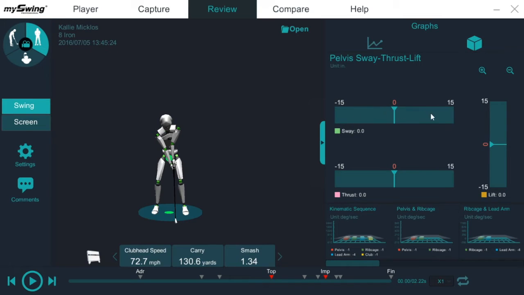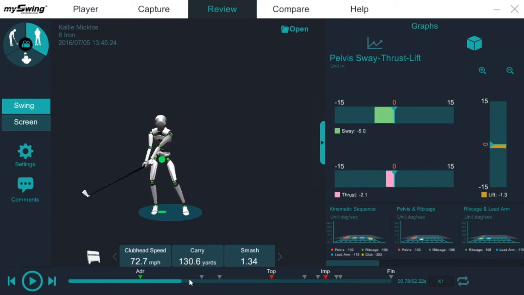The top bar is sway. Negative number is away from the target. Positive number is toward the target. The bottom bar is thrust. Negative number is away from the ball. Positive number is toward the ball. And then the right column is lift. Negative number is down, toward the ground, and a positive number is up, away from the ground. And again, this is measuring the center of the pelvis.